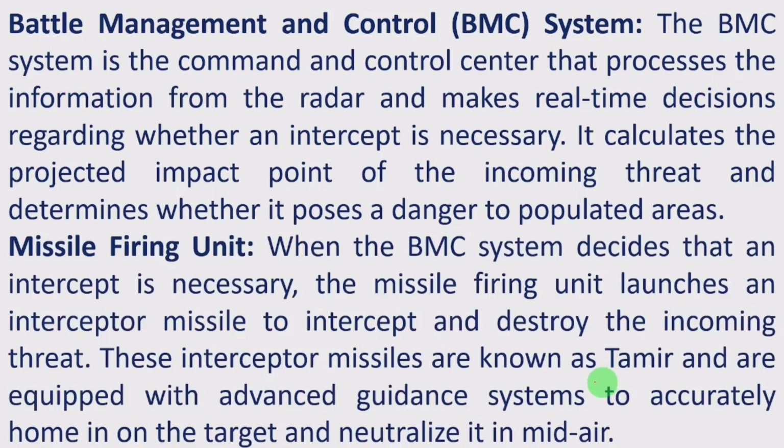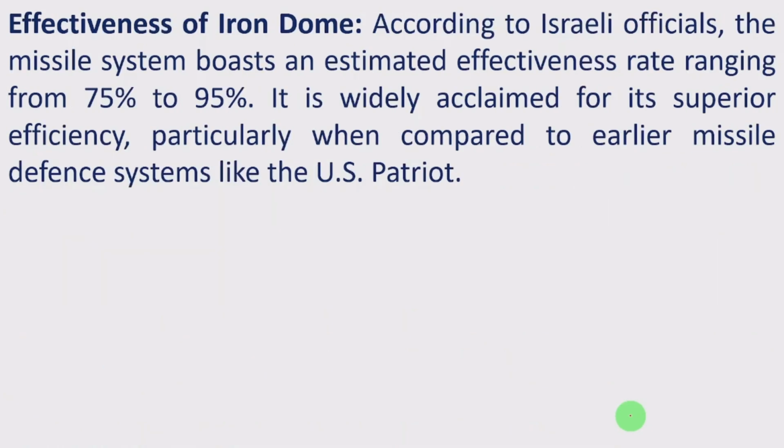Missile firing unit. When the BMC system decides that an intercept is necessary, the missile firing unit launches an interceptor missile to intercept and destroy the incoming threat. These interceptor missiles are known as Tamir and are equipped with advanced guidance systems to accurately home in on the target and neutralize it in midair.